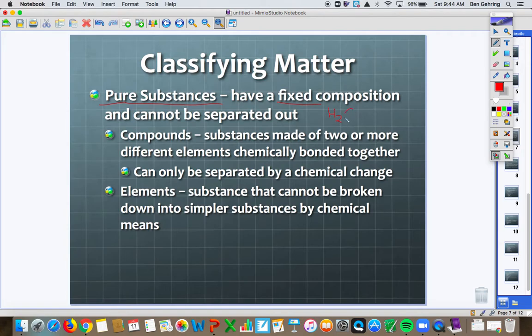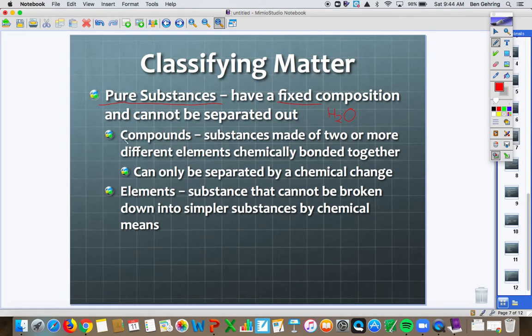That water is H2O. So every water molecule has 2 hydrogens and 1 oxygen. What if I had 2 hydrogens and no oxygen? Well, then I'd have hydrogen gas. What if I have 2 hydrogens and 2 oxygens? Then I have hydrogen peroxide. So that's a different substance than water that we drink, H2O.